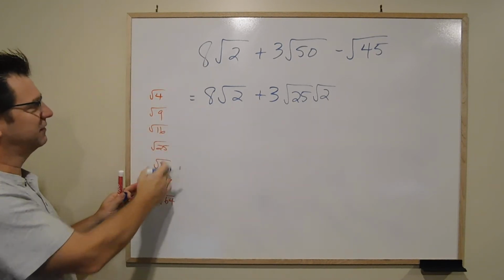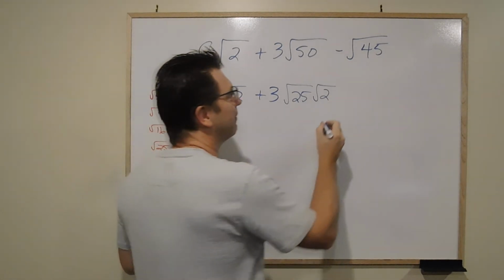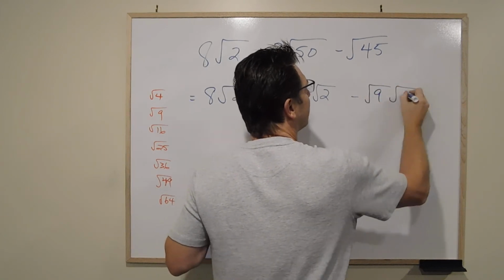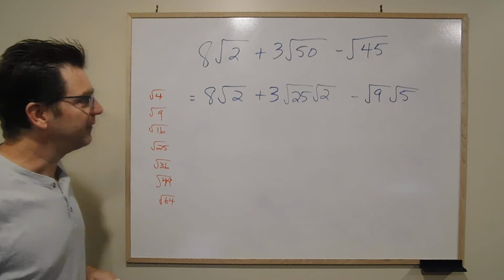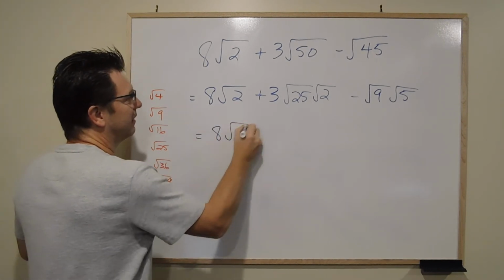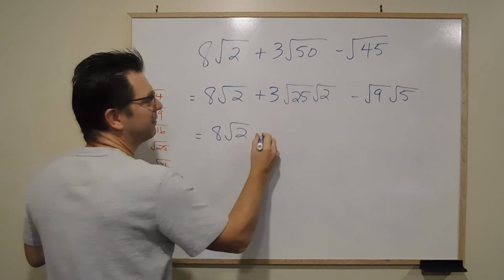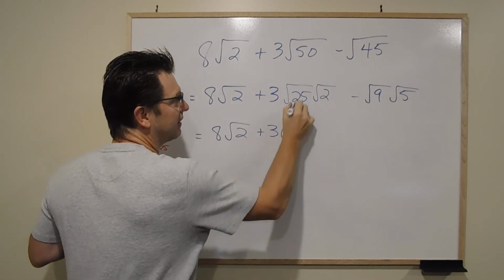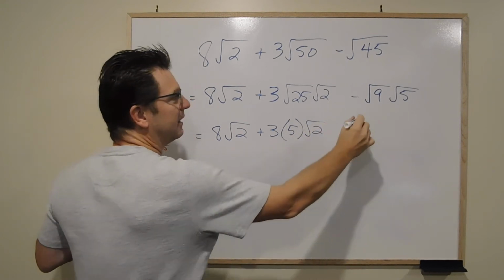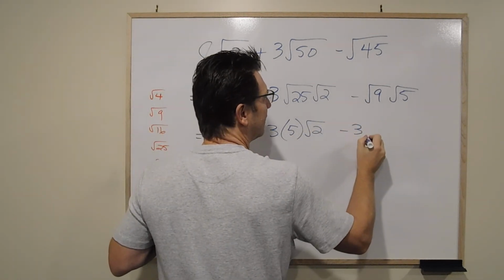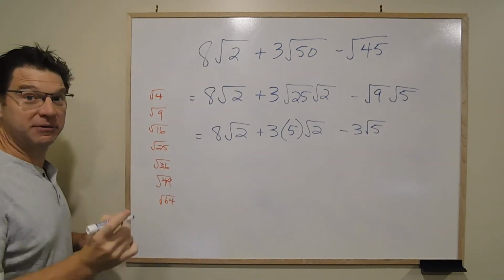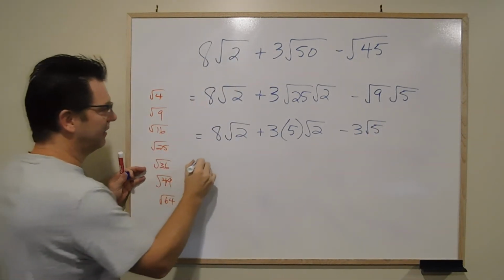45, the largest perfect square that'll work is 9, so we can pull that one out. Minus 9 and 5. And then we look and say, oh, this is 8 root 2, nothing I can do there. Root 25, so this is plus 3 times 5 root 2. Root of 9 is 3 root 5. All right, so we just keep going. We kind of do what we can.